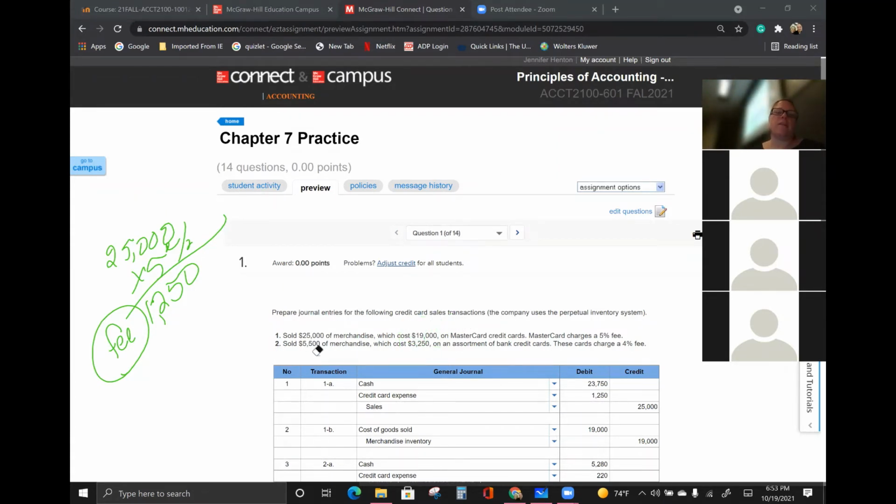So we sell $5,500 of merchandise. The cost is $3,250 on an assortment of bank credit cards. These cards charge a 4% fee. So we have to look at the sale again, $5,500, times 4%. That's 220.